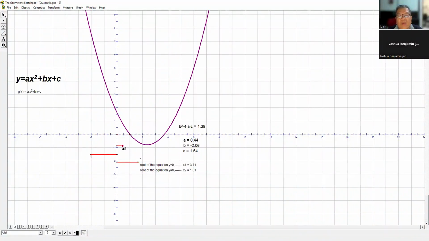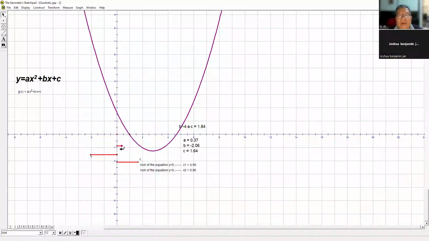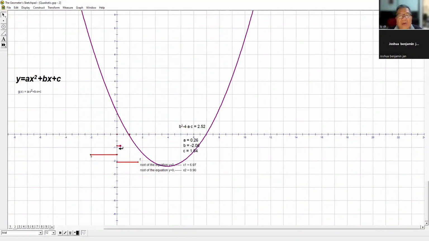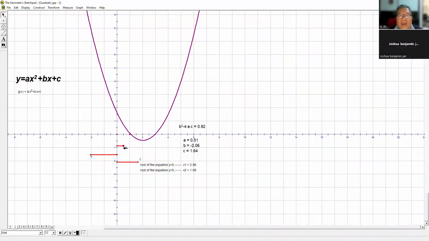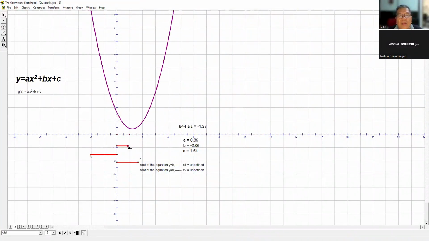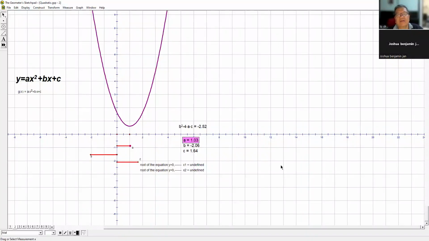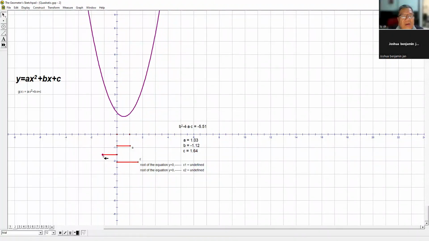Okay? How to make it 1? This is 2. How to make a value of 1? Ah, the value of a is nearly 1. Okay, so let's say this value of a is 1. So that means there's no number in front, right? Then the value of b, how is the value of b?